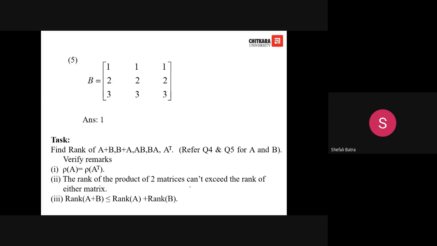You can note it down, beta. Find the rank of this matrix.